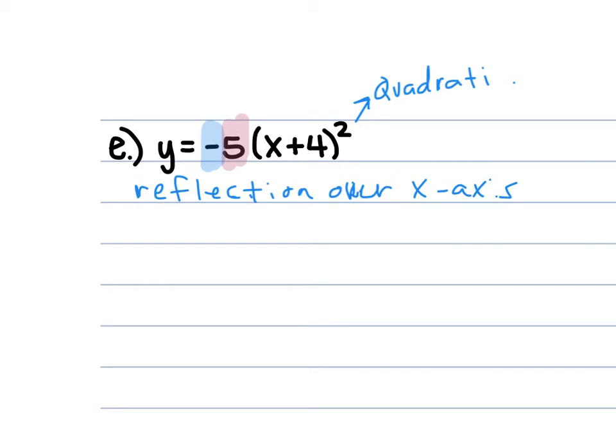It's a vertical stretch. Perfect. Vertical stretch by a factor of 5. And then lastly, we have this 4 that's being added on the inside. So what does that do to our graph? Shift to the left 4 units. Perfect. So we shift left 4 units.